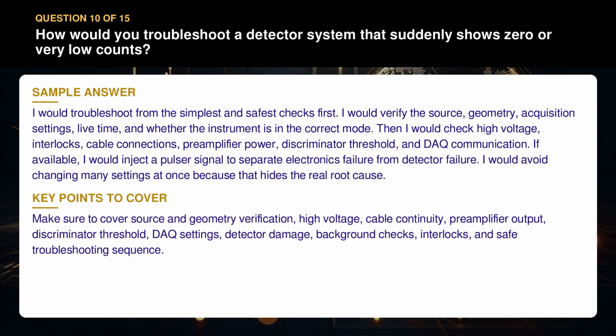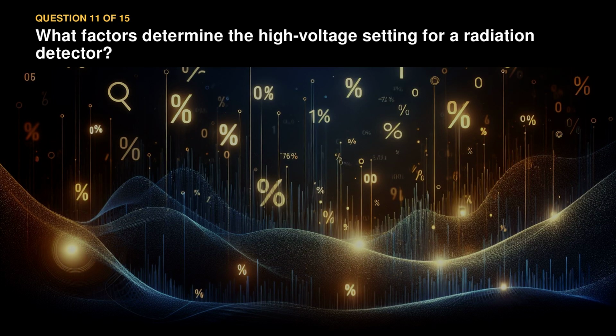Make sure to cover source and geometry verification, high voltage, cable continuity, preamplifier output, discriminator threshold, DAQ settings, detector damage, background checks, interlocks, and safe troubleshooting sequence. Question 11. What factors determine the high voltage setting for a radiation detector?